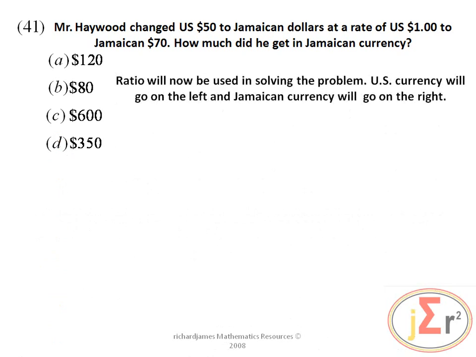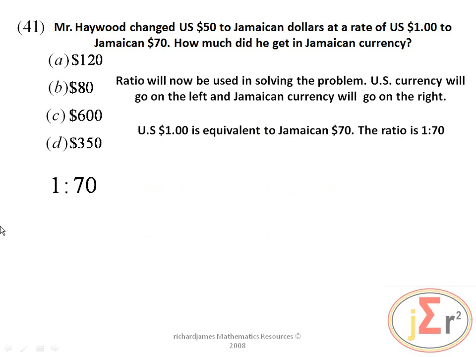Ratio will now be used in solving the problem. US currency will go on the left and Jamaican currency will go on the right. So US $1 is equivalent to Jamaican $70. The ratio is 1 to 70. So then, on this side of the ratio, always we have the US currency, or the value that represents the US currency, and on the right hand side we are always going to have the value that represents the Jamaican currency.